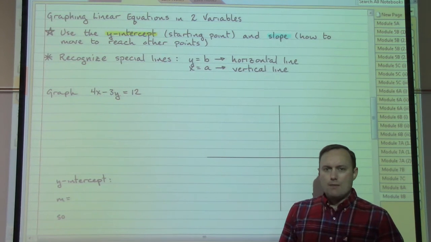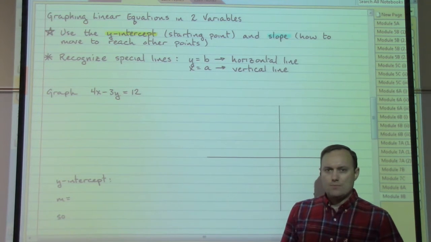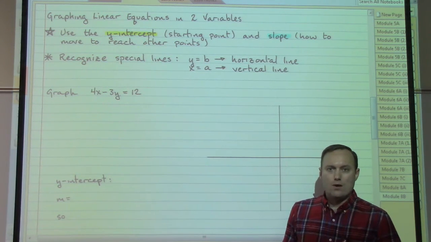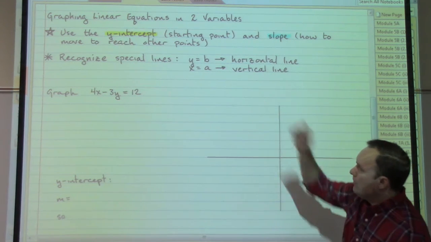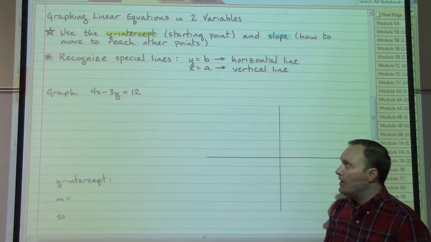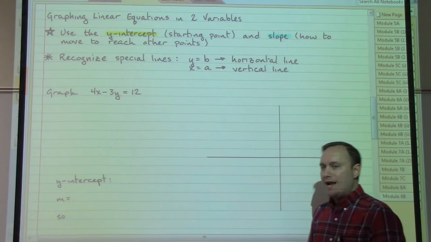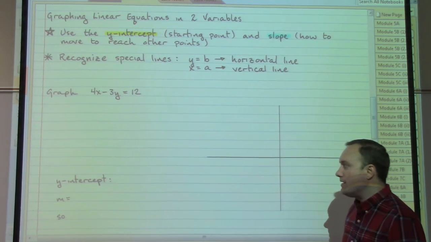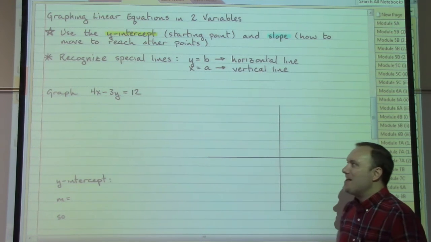The slope tells me how to move, but the y-intercept is what tells me the anchor place. That's what tells me where to lock my line in. So that's why that's mentioned first. Use the y-intercept as a starting point, and then the slope as a set of directions with how to move so that I can reach one or more points and play connect the dots.